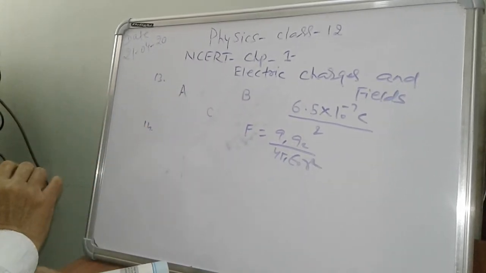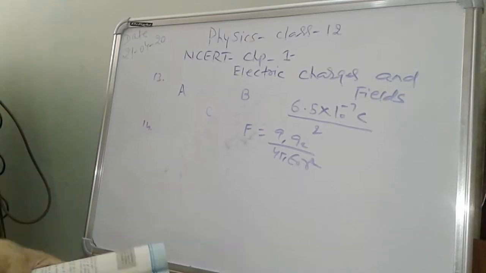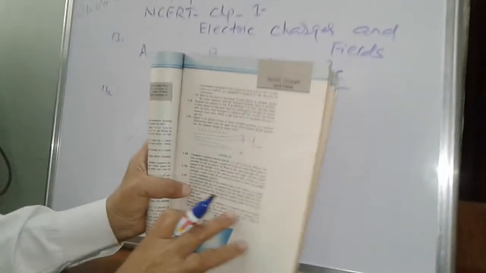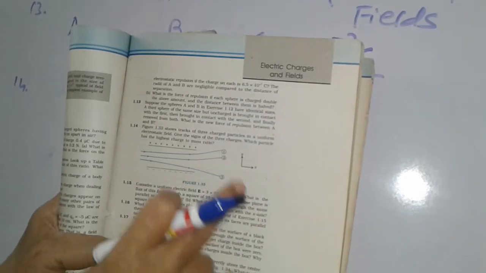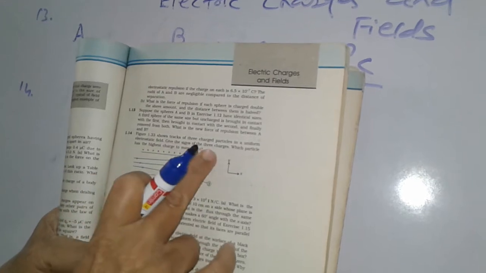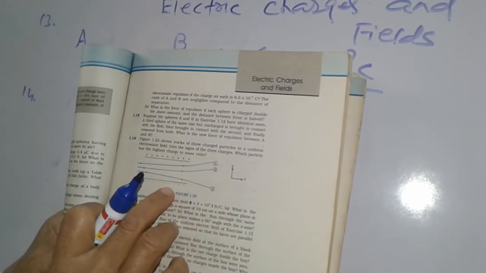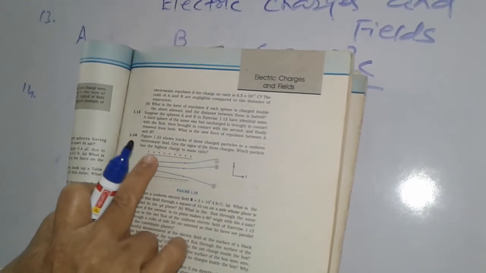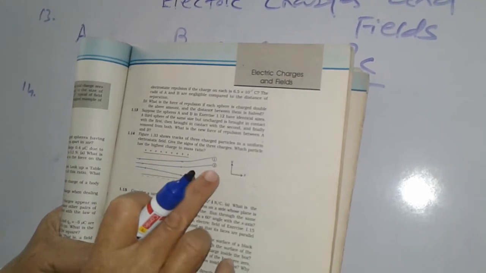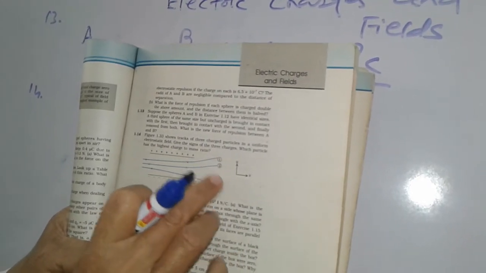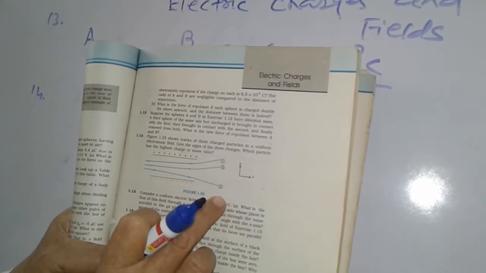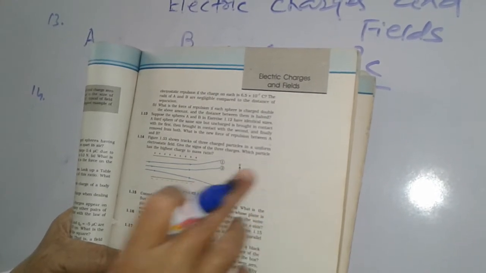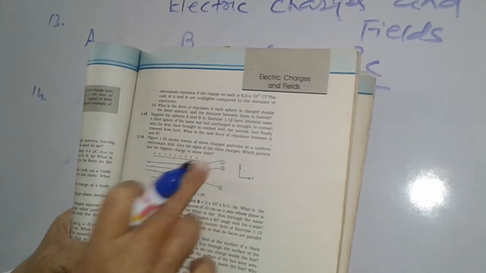In question number 14, as you see, the paths of the three charged particles 1, 2 and 3 are shown, and you have to give the signs of the three charges. Already you see here there are positive charges, so particles 1 and 2 possess negative charge and particle 3 would possess positive charge. And also, which particle has the highest charge to mass ratio?